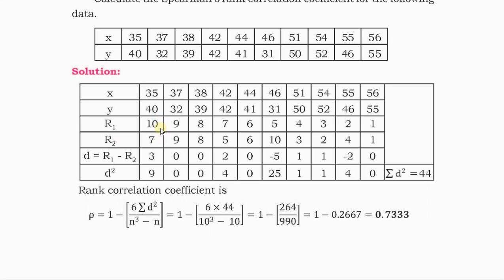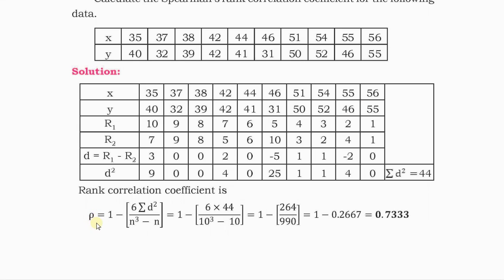So r1 minus r2, 10 minus 7, 3, 9 minus 9, 0, 8 minus 8, 0, 7 minus 5, 2, 6 minus 6, 0, 5 minus 10, minus 5, 4 minus 3, 1, 3 minus 2, 1, 2 minus 4 minus 2 and 1 minus 1 is 0. So this is your d values. Now you have to square them. 3 square 9, 0, 0, 0, 2 square 4, minus 5 square 25, minus 2 4. So you have to take the total of this d square. So summation of d square is equal to 44. Therefore you have obtained the d square column here.